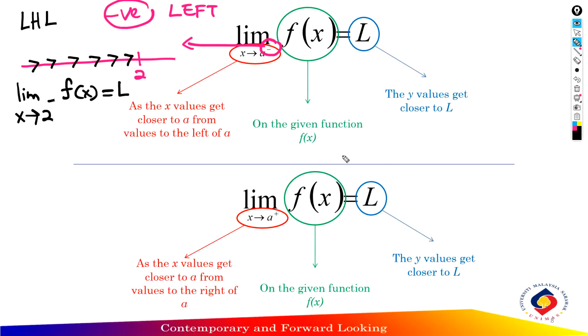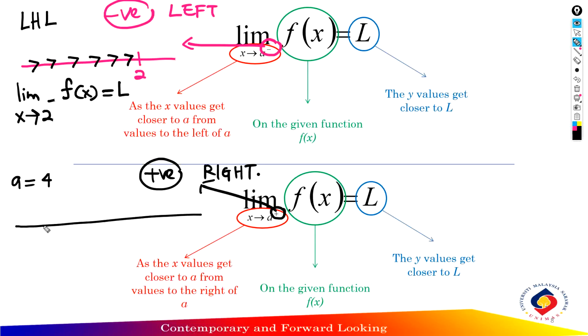And the second part of the function: x approaches a from the right of the function. This positive sign means the limit as x approaches a from the right of the function equals L. Example: when the value of a equals 4, draw the number line.